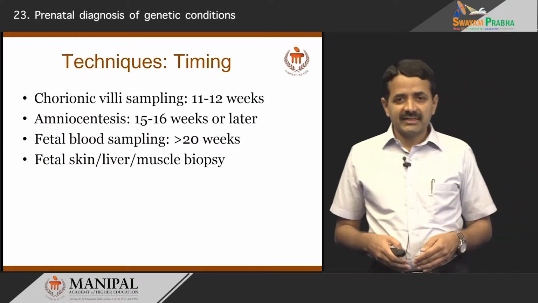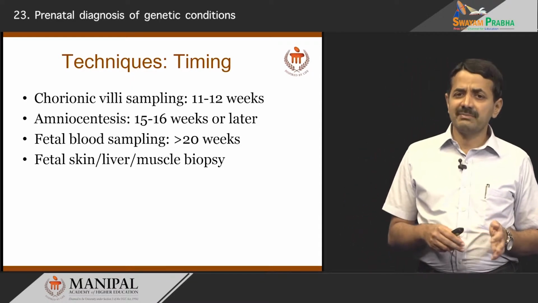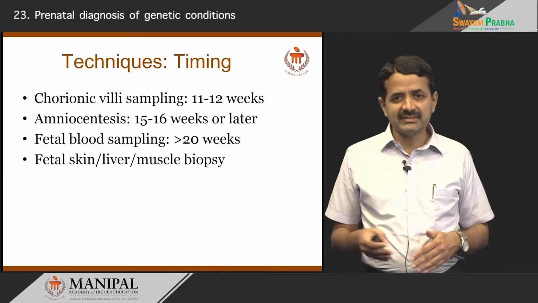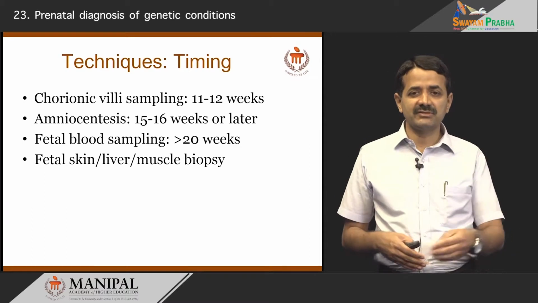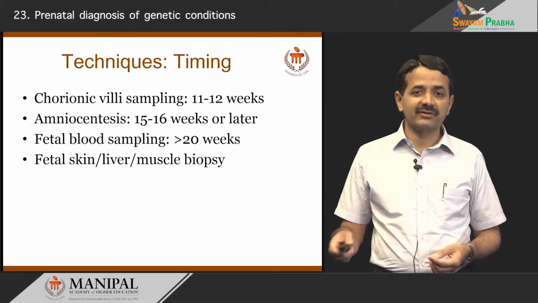I have listed the techniques here, and when do we do them? Chorionic villus sampling is done between 10 to 12 weeks, amniocentesis at 15 to 16 weeks or later, and fetal blood sampling usually after 20 weeks.